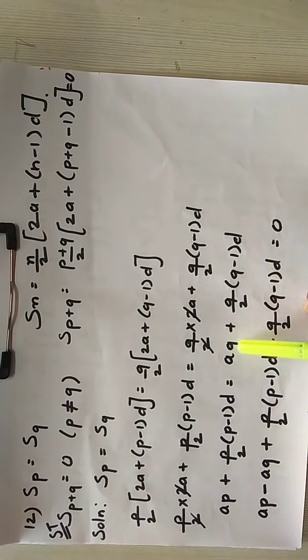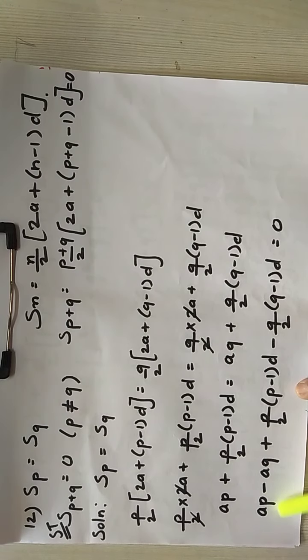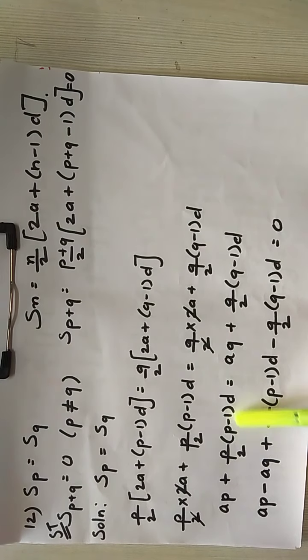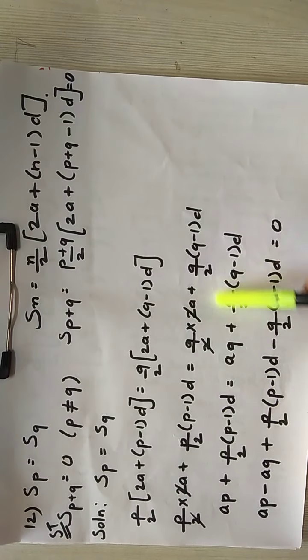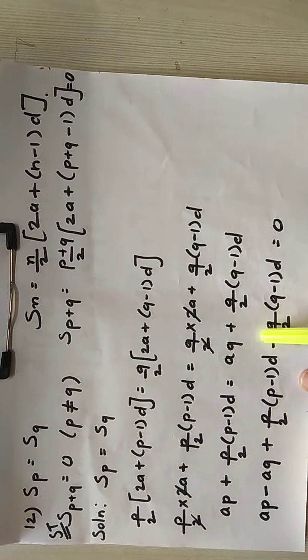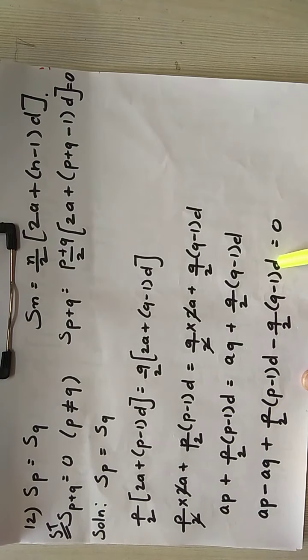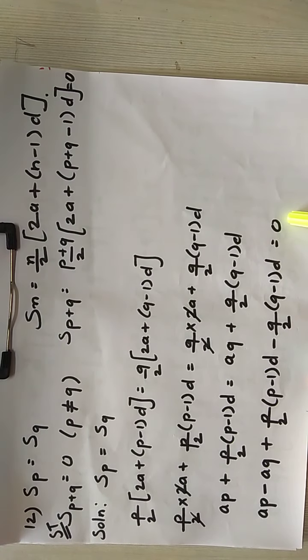Now this aq we will take on the other side with ap. This aq will come here: ap minus aq, plus this full term will be as it is, p upon 2 into p minus 1 d. And this q upon 2 term will also go on the other side, so this will be minus q upon 2 into q minus 1 d. Now on the RHS, no term is left. These both went over there, so 0 is left.